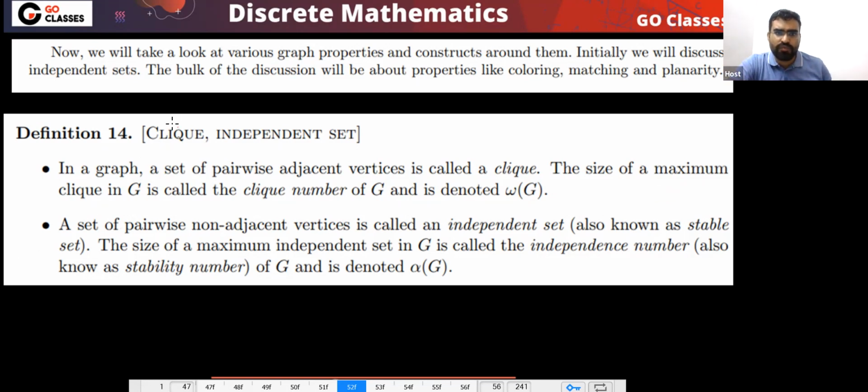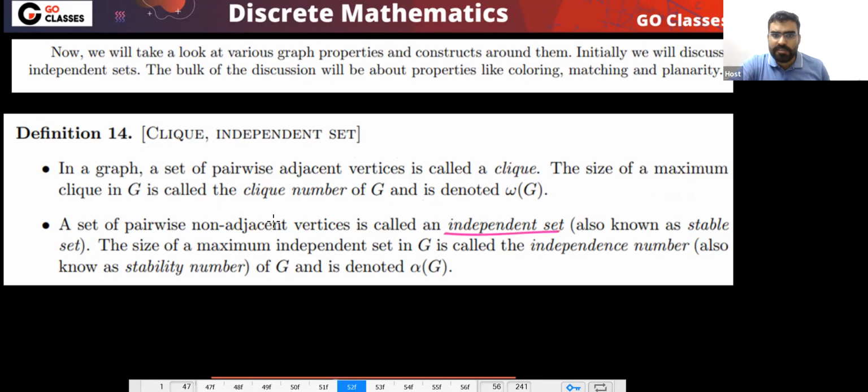So let's see the definition of clique. A clique is a subset of pairwise adjacent vertices. Remember, a clique is a set of pairwise adjacent vertices, meaning every two are adjacent. The size of the maximum clique is the clique number. That is the size of the maximum clique that you can create, and this is the symbol for the clique number.